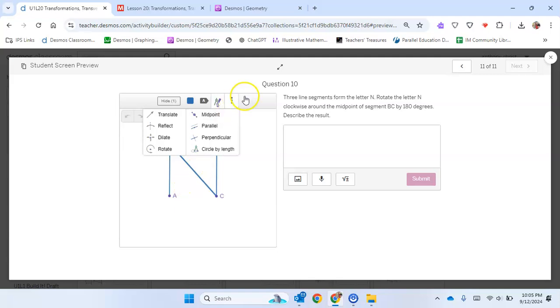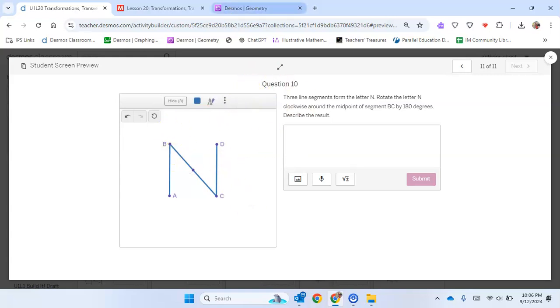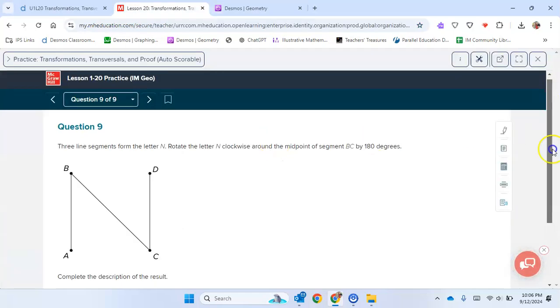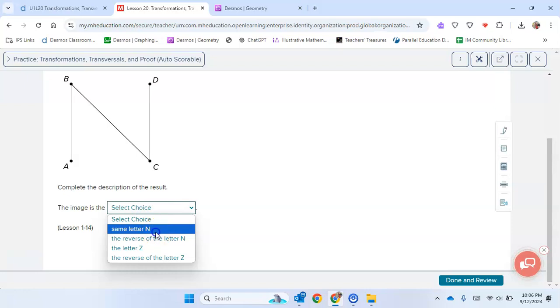Alright, so if you pick segment BC and find the midpoint, and then you select the figure, I guess you would hit box select, select all 3 segments, and then we're going to rotate it around this midpoint 180 degrees. You can see the image is the same letter N.